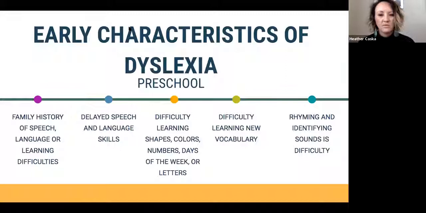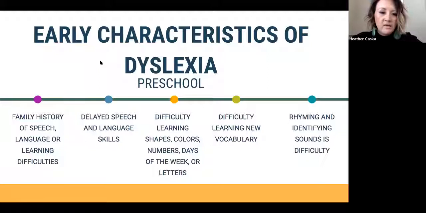So far, the seven people that responded, so 100% of those that are SLPs treating kids with speech and language disorders, they're also experiencing difficulty with reading and writing. So here you can see those early characteristics that we see in kids with dyslexia.